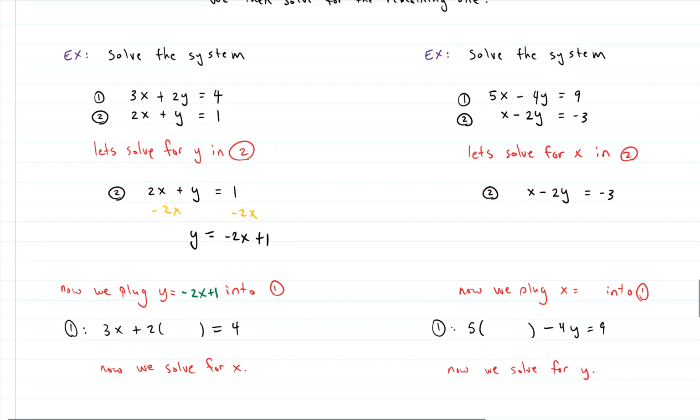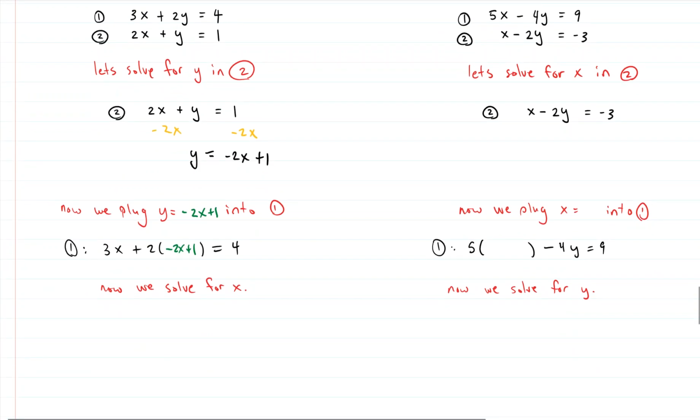So we solved for y in equation 2 and plugged it into equation 1. So equation 1 looks like 3x plus 2y, there's a y here, equals 4. But instead of having the y, we're going to plug in the negative 2x plus 1, because that's what y equals. And now we just solve for x. So let's see what we have. We probably should distribute the 2 through. And what do we have?